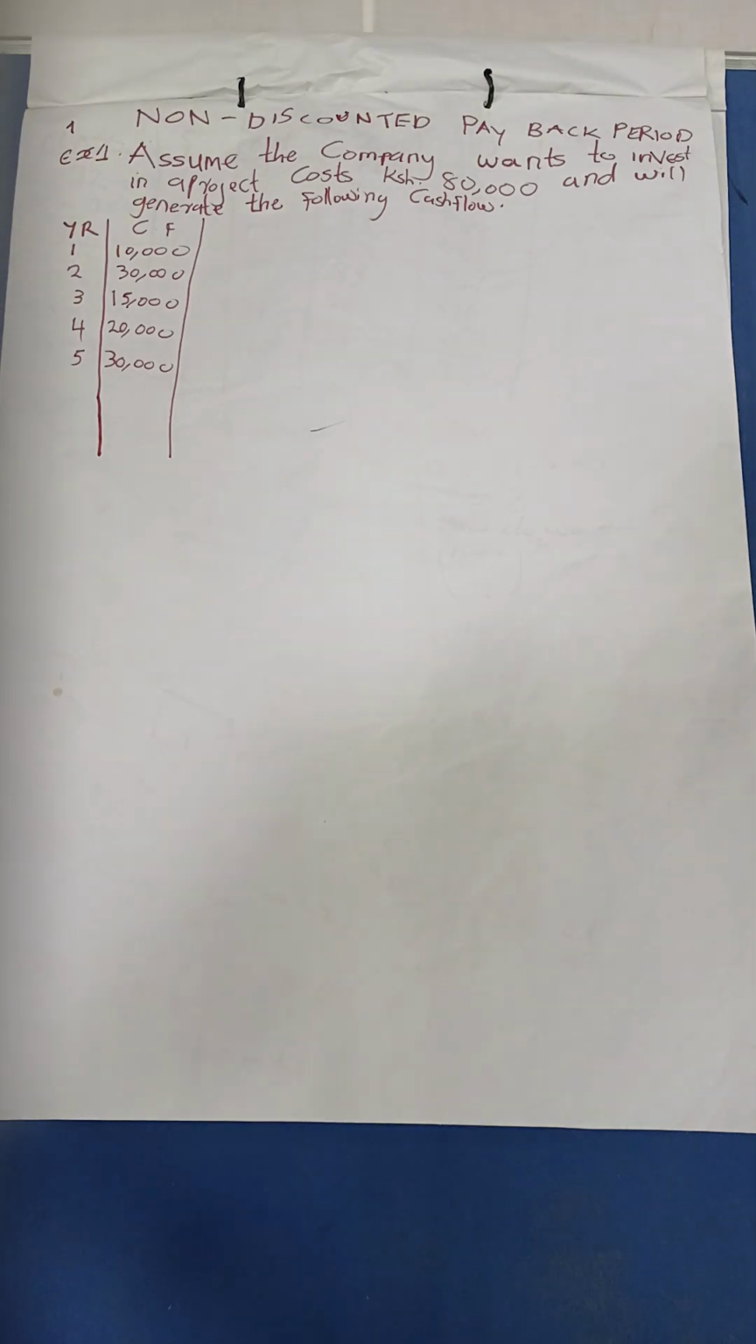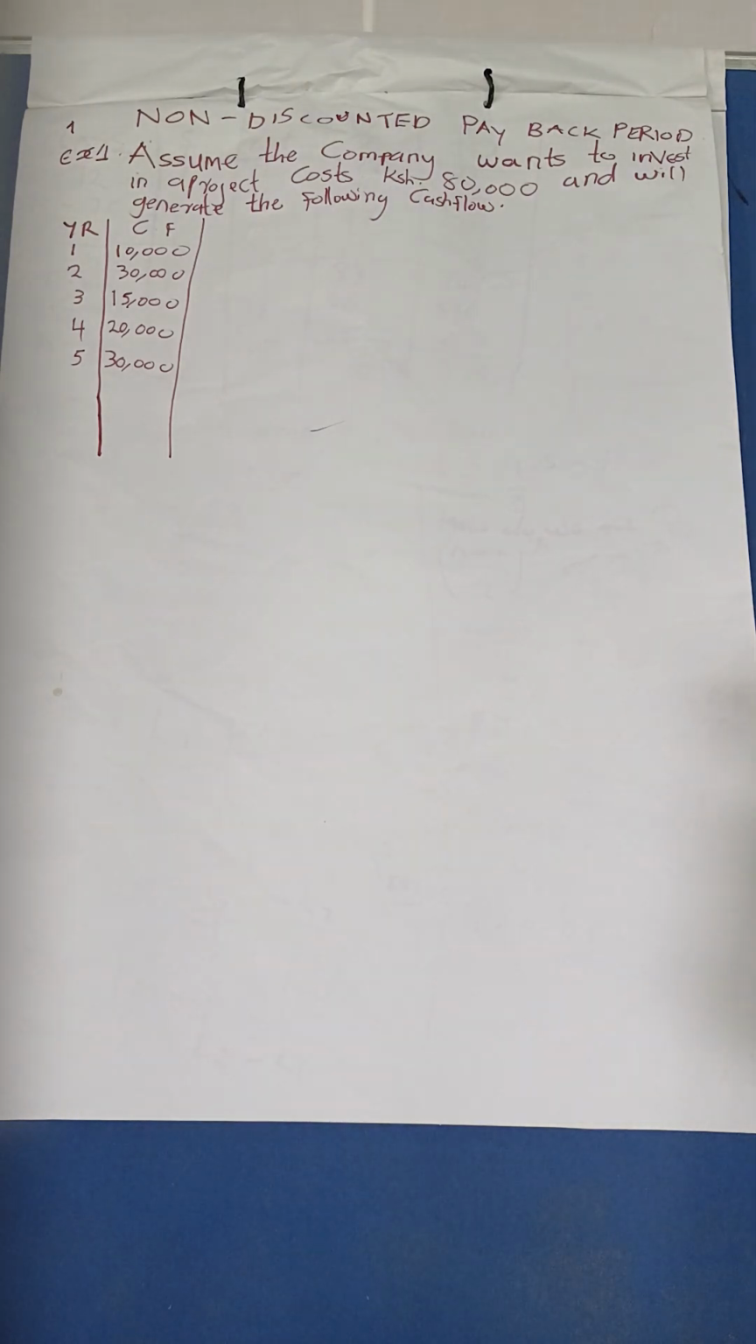We are going to look into the payback period approach. Using the payback period approach, we'll be able to see that if this project costs maybe 80,000, like the question we have on the board, this is an independent project investment. So we want to see how long it will take us to recover that 80,000. How many years will it take for us to recover that 80,000 using the non-discounted payback period approach?